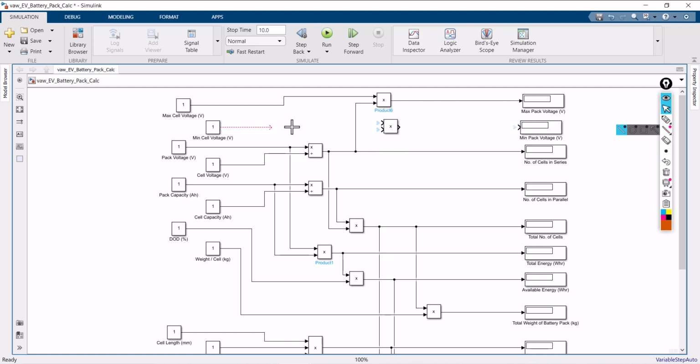Similarly, minimum cell voltage multiplied with the number of cells in series, because we need a voltage. Actually, I need a maximum voltage. So voltage will always have a relationship with the number of cells connected in series.